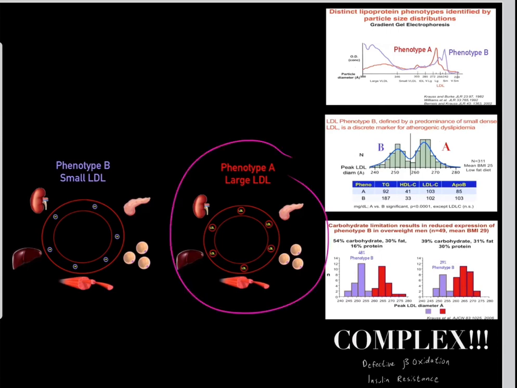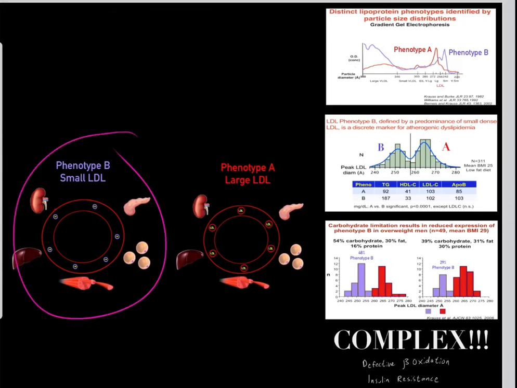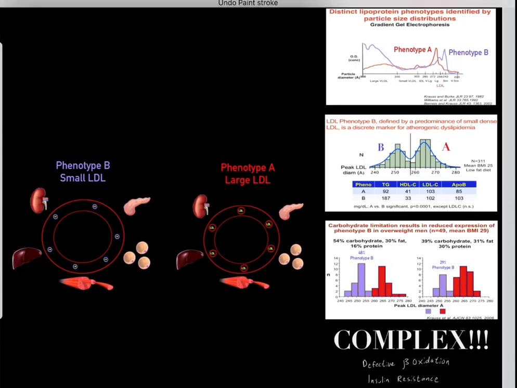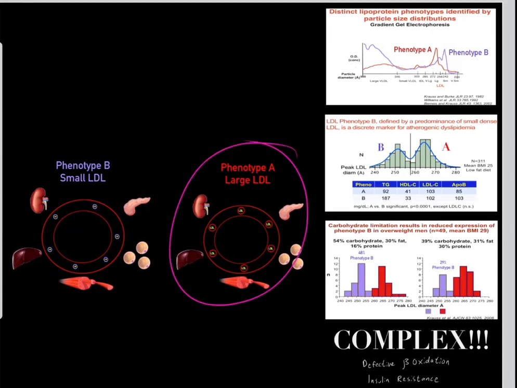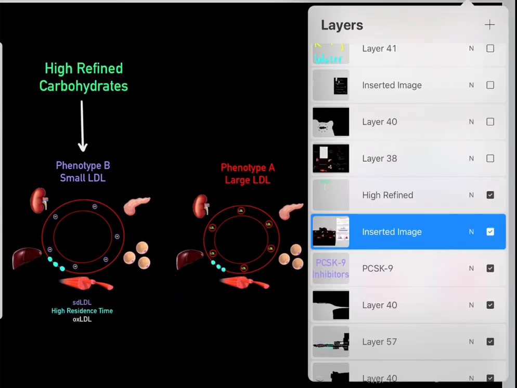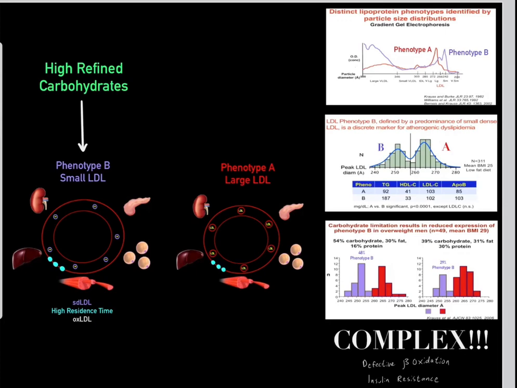There's phenotype A, where we have these large, fluffy, buoyant LDL particles, and there's phenotype B, where we have small, dense LDL particles. And you want to avoid having phenotype B, and you want to have phenotype A with large, fluffy, buoyant LDL particles. And there have been certain experiments that have shown that a diet with high refined carbohydrates lead to phenotype B, where you have these small, dense LDL particles. And these are pathological because these small, dense LDL particles are not as well recognized by the LDL receptor. So therefore, they have a higher residence time.